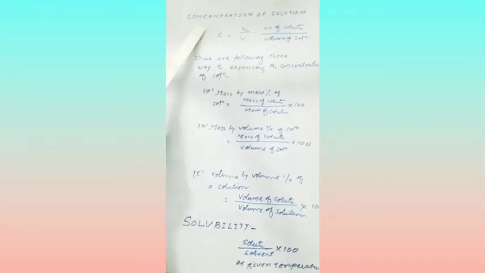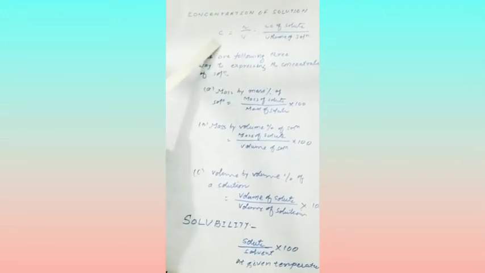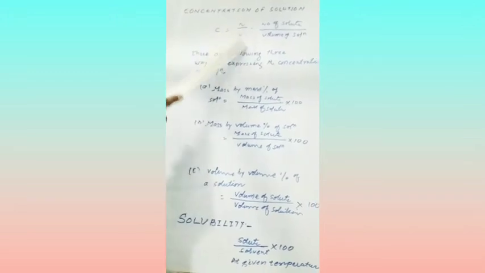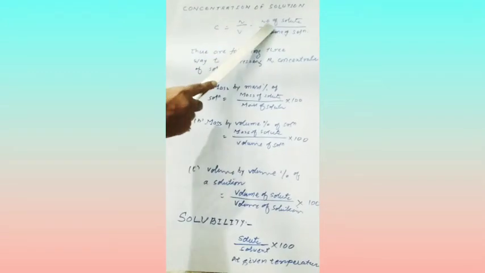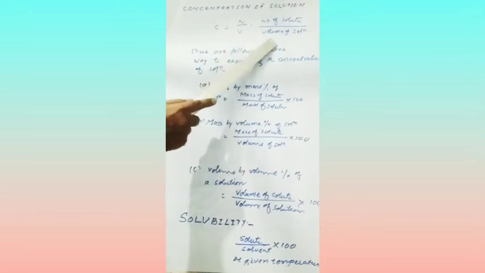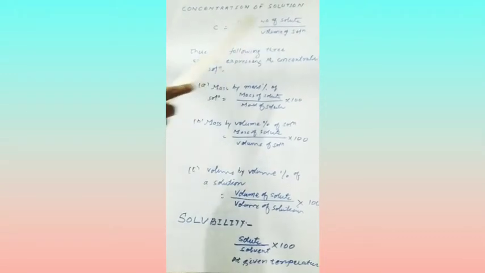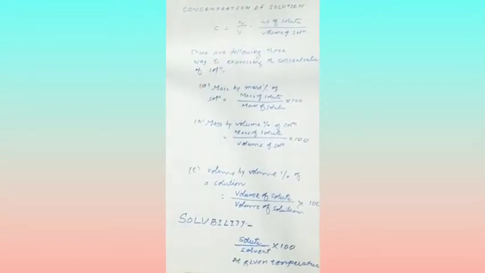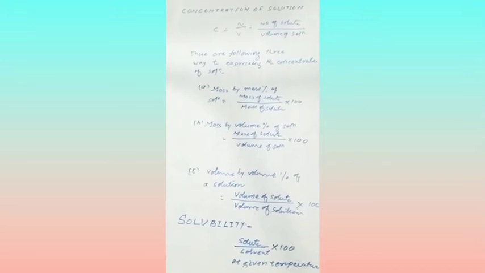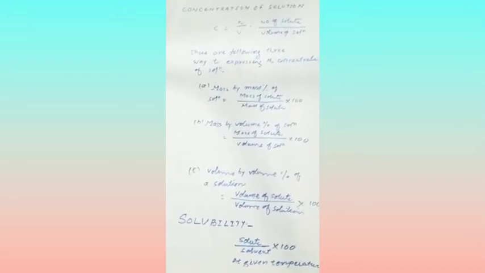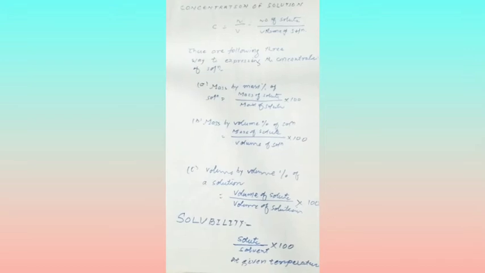Let us discuss the concentration of a solution. Concentration of a solution can be represented by C. C is equal to n by V, where n is the number of moles of solute and V is the volume of solution. So the concentration of a solution is the amount of solute present in a given amount of solution.